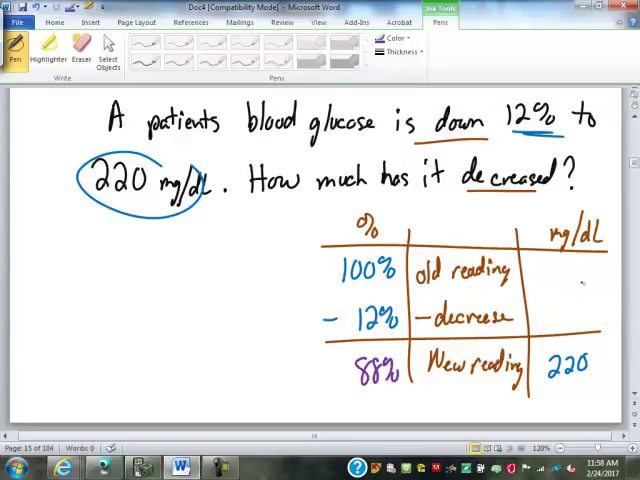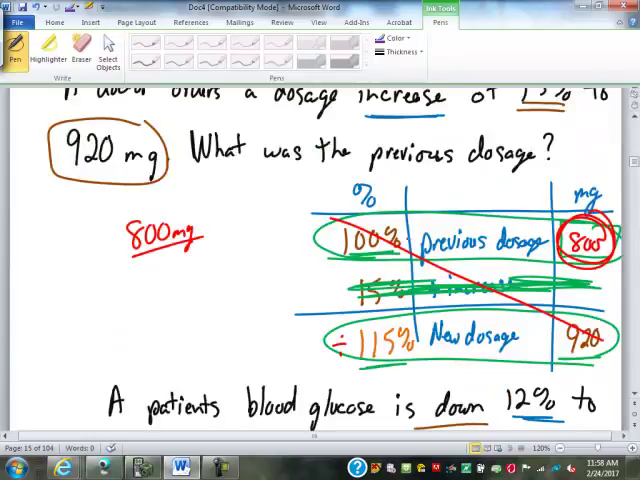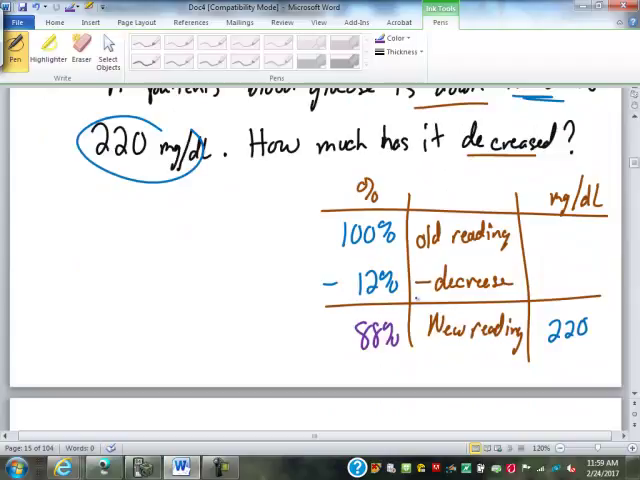Now notice that's different. This one was an increase, so we added the percents to get the new one. Here it was a decrease, so we took 100 minus that change to get the new percent. And now here we want to know how much it decreased. So we want to know how many milligrams per deciliter this decreased. So that's the number we're looking for.